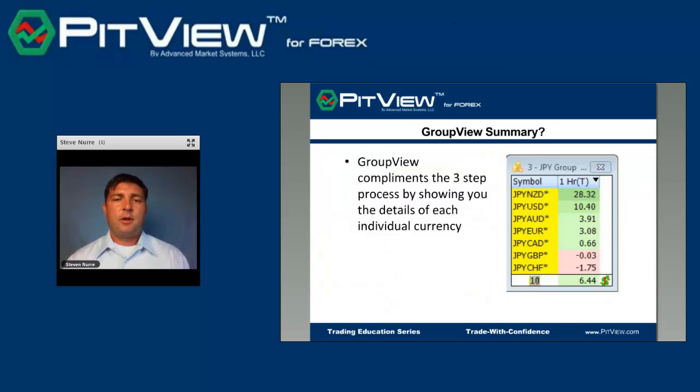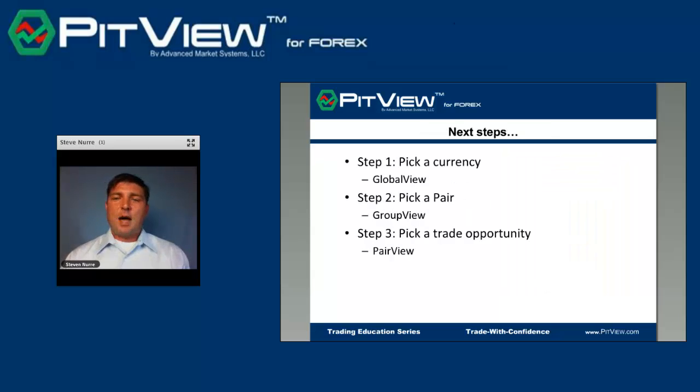So to summarize Group View, it complements the three-step process by showing you the details of the individual currency pairs, again ranking them from strongest to weakest. And again, that's not so hard, correct? It's just two steps: strongest currency, and then we look for the strongest to weakest currency pairs. Now to look at the next steps in the process: step 1 was Global View, picking a currency. Step 2, which we just went through and which is extremely simple, is picking a pair through Group View, finding which pairs are the strongest to weakest for an individual currency. And then it would just be moving on to step 3, which is picking a trade opportunity.